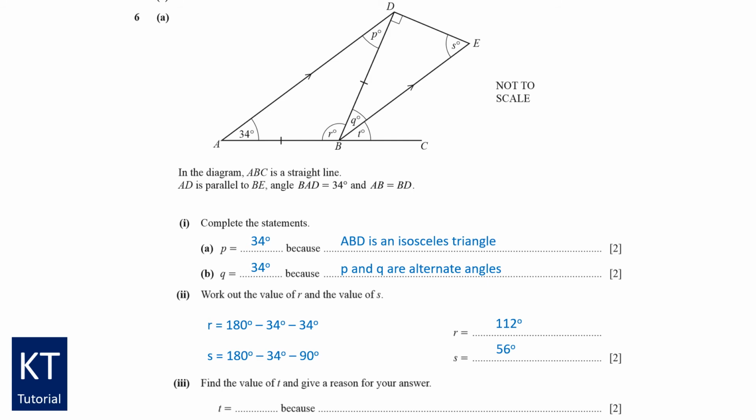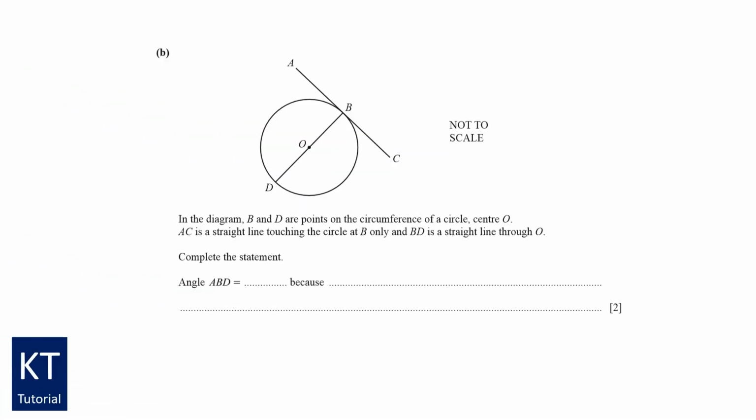Next, find the value of T and give a reason for your answer. T is 34 degrees because T and 34 degrees are corresponding angles. Question 6b. In the diagram, B and D are points on the circumference of a circle, center O. AC is a straight line touching the circle at B only, and B is a straight line through O. Complete the statement. Angle ABD is 90 degrees because AC is a tangent line to the circle at B.